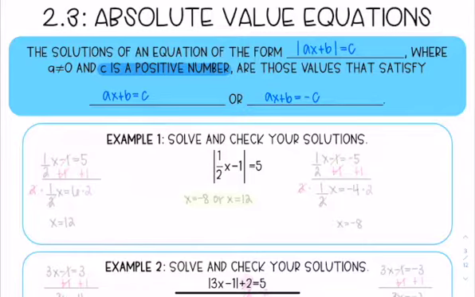So let's try example number 1 first. The absolute value is completely by itself on the left-hand side. So what we can do is we can now split this into the two different equations. So one, we're just going to drop the absolute values and write it as is. We've got 1/2 x minus 1 equals 5. And then the other one, the left side is going to stay the same, but we're going to set this equal to negative 5.